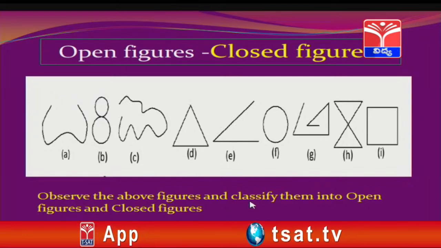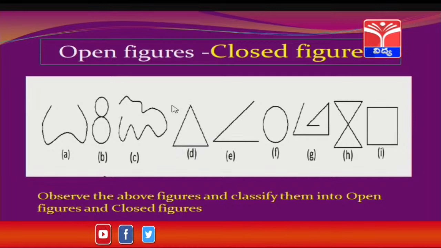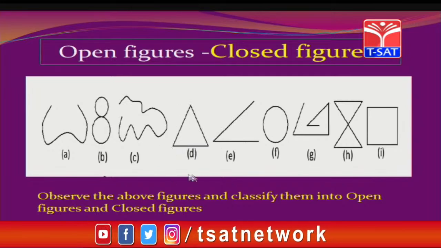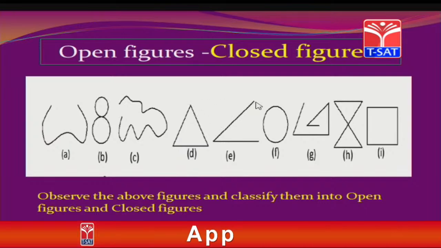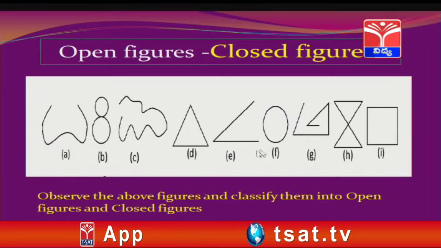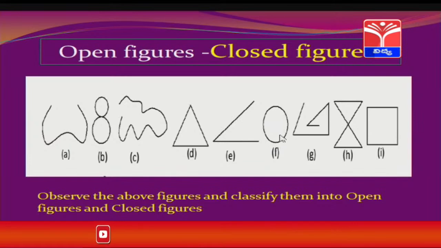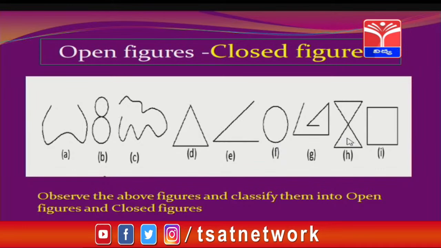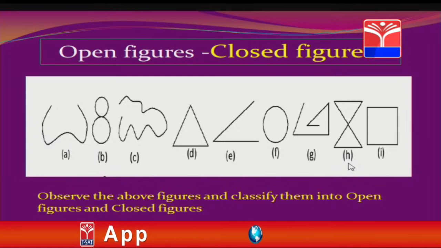If you take D, he started here, and the starting point and end point are the same. Here you see the starting point is from here to here, they are not meeting. The circle is also a circular shape, a closed figure. But coming to B and H, they seem to be closed, but we can't say they are simple closed figures, they are not simple closed figures.